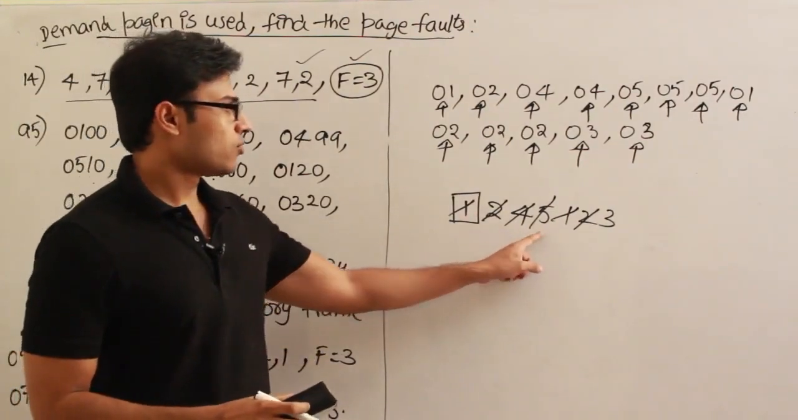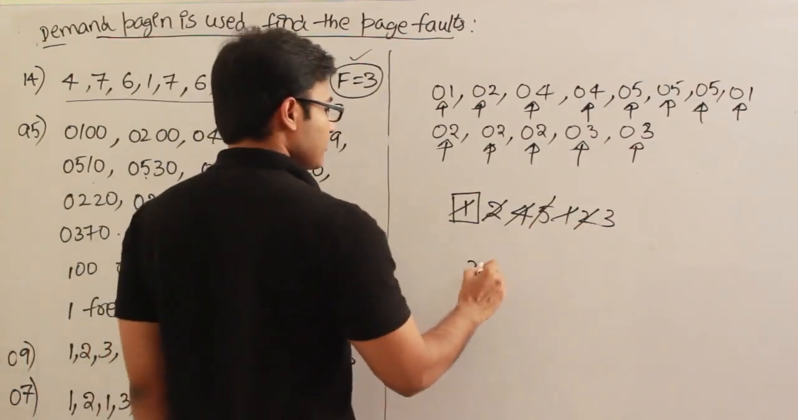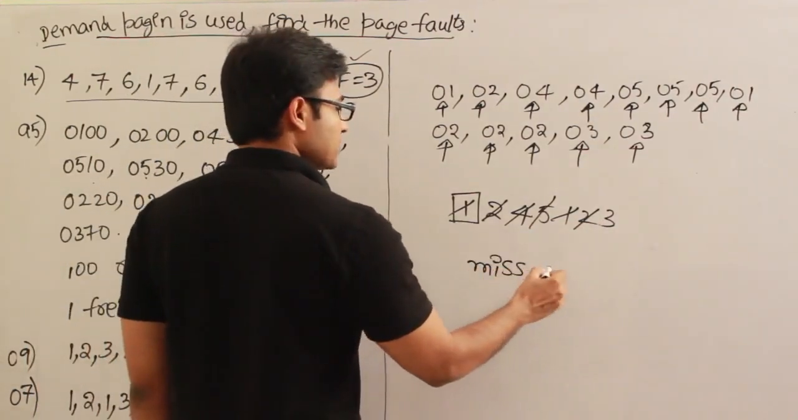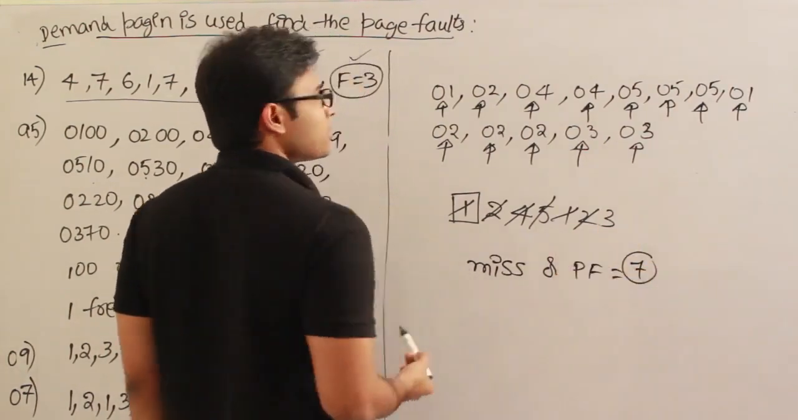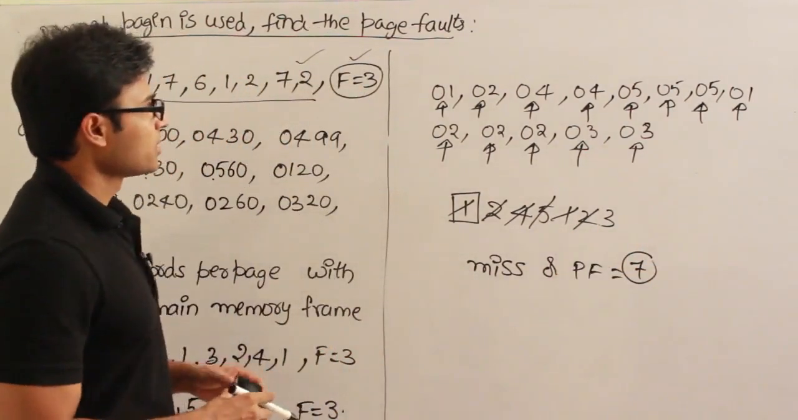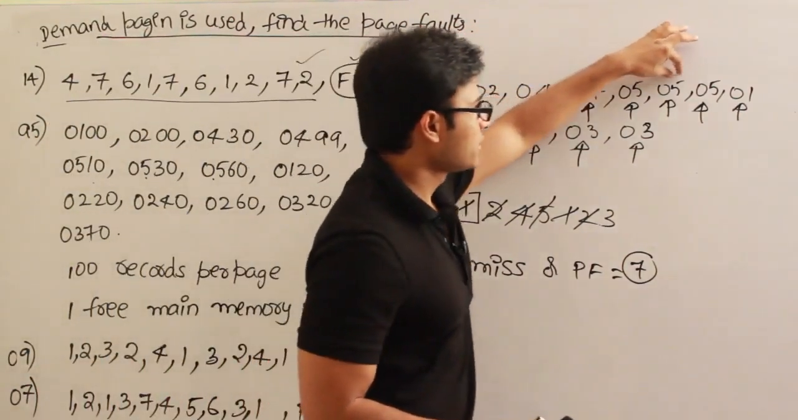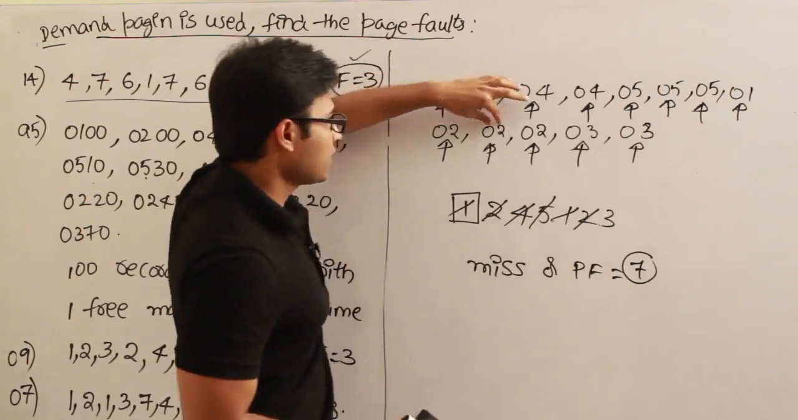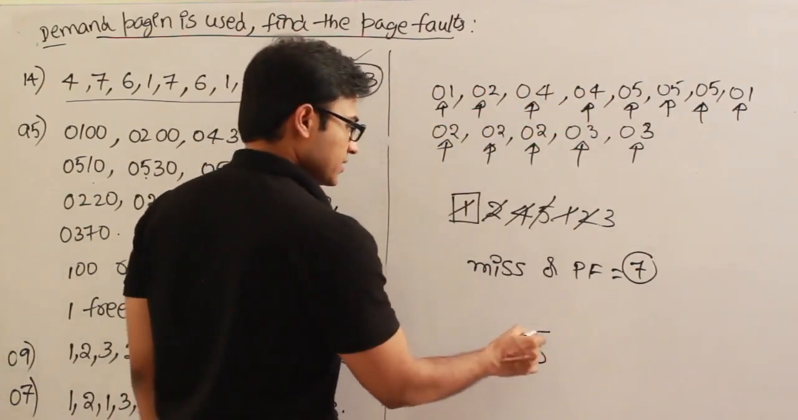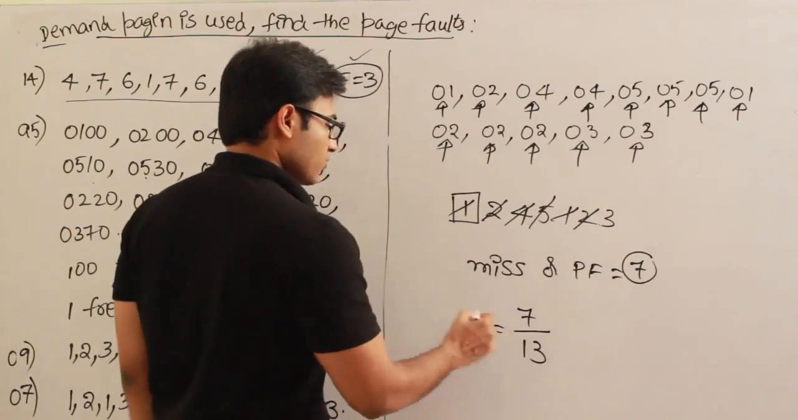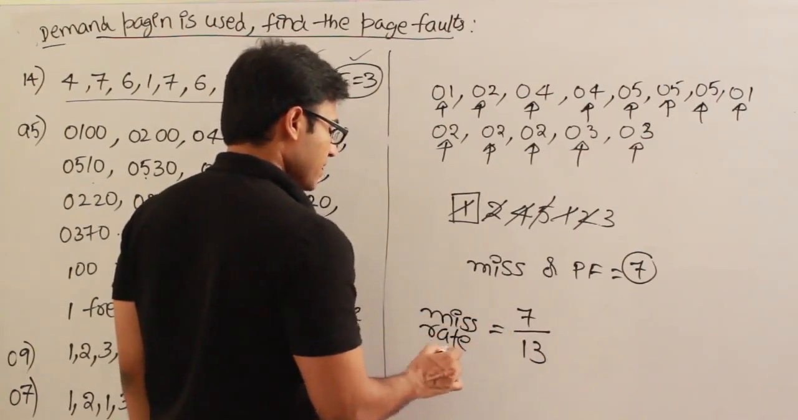Fine. Now if you watch it, how many misses are there? 1, 2, 3, 4, 5, 6, 7. So it is a miss or page fault. Page faults are 7, right? How many references are totally made? The total number of references made is 1, 2, 3, 4, 5, 6, 7, 8, 9, 10, 11, 12, 13. So out of 13 references, 7 are misses. So therefore this is the miss rate, or page fault rate.